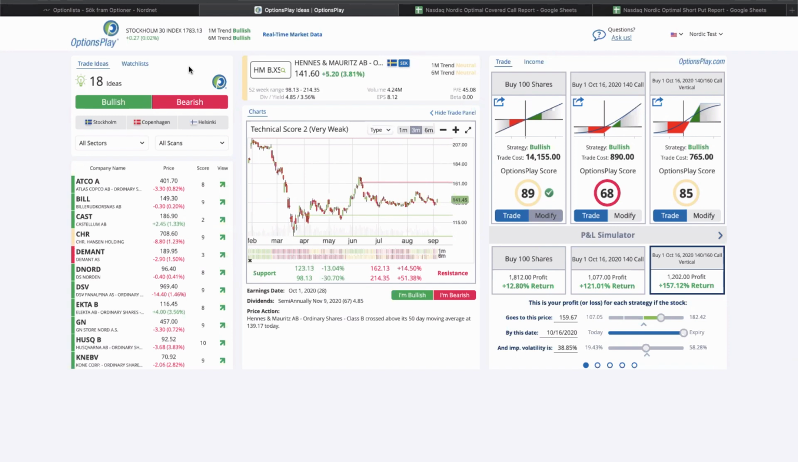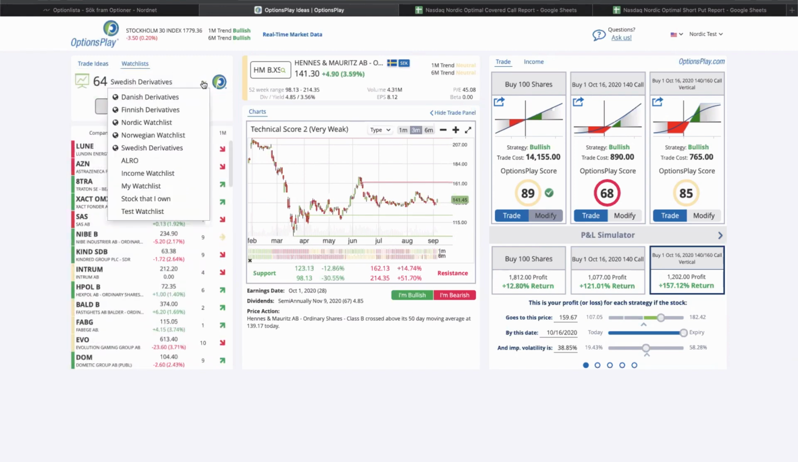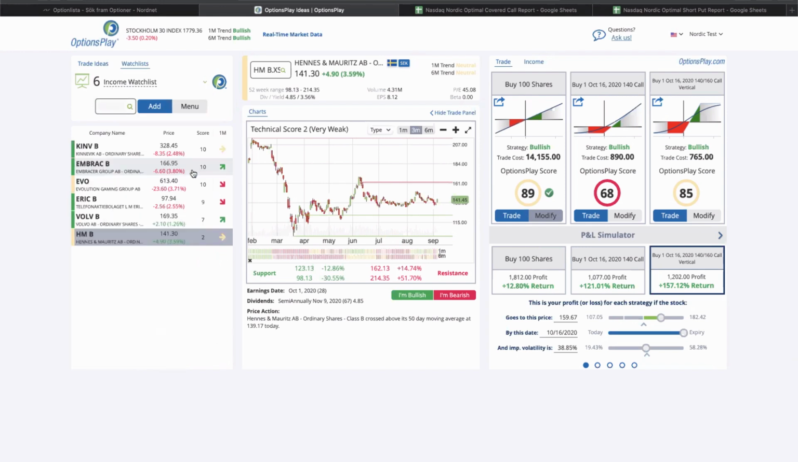When you start your day, you want to know what symbols should I pay attention to. So what we have are trade ideas. These are fresh technical analysis scans every single morning for bullish and bearish ideas across the major Nordic markets. Or we have pre-built watch lists across the Nordic derivatives, or you can create your own watch list to keep tabs on the stocks that you want to keep an eye on.